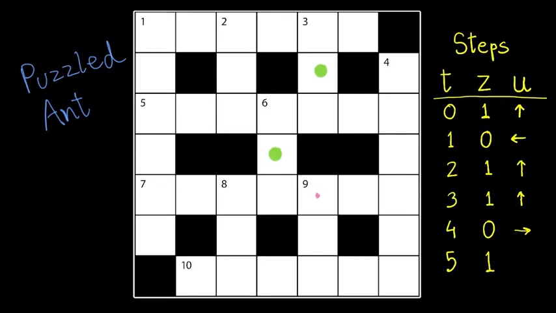Well, it could have started here at t equals 0. Move up, see black, move to the left, see white, move up again, white, move up, black, move to the right, and you see white. But that's one possible path.